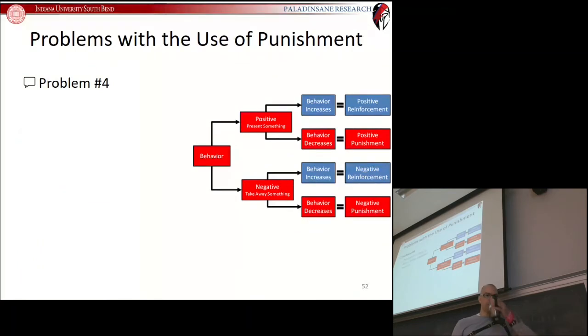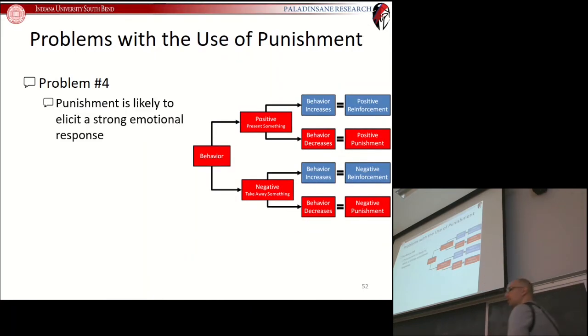All right, problem number 4. Punishment is likely to elicit a strong emotional response. So this is something that you have to be ready for when you're dealing with punishment. Punishment can lead to anger, punishment can lead to crying, punishment can lead to arguments, punishment can lead to all sorts of strong emotional responses.